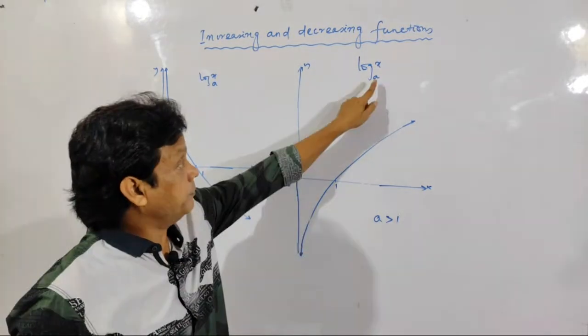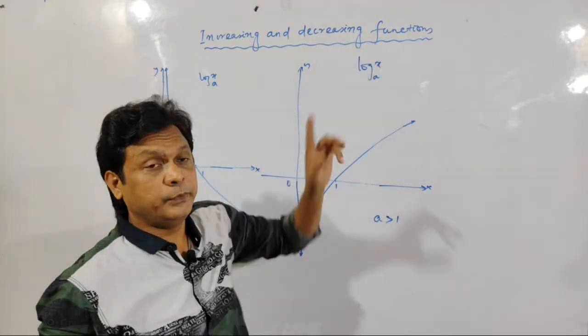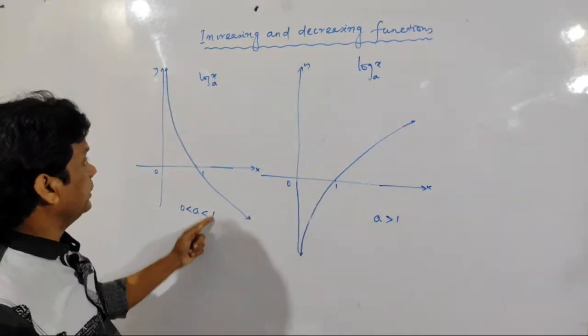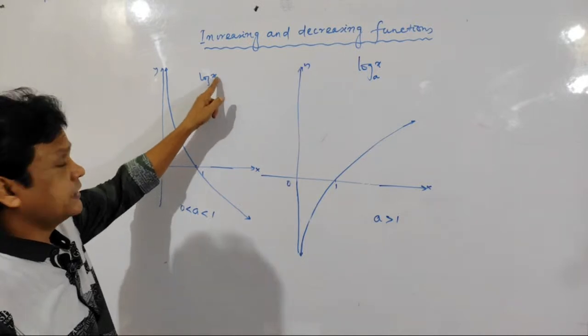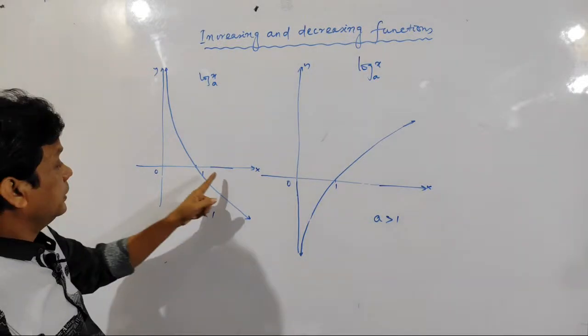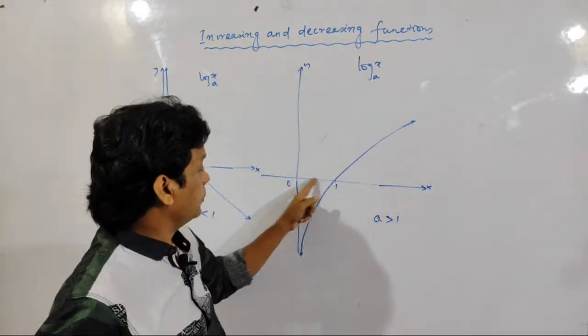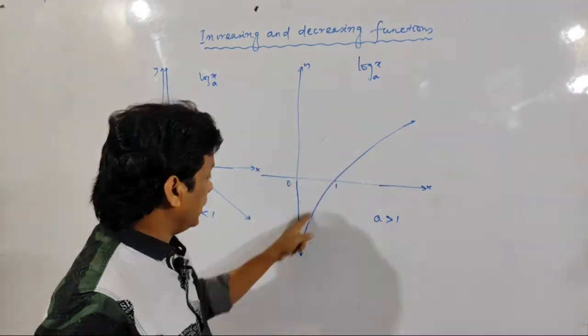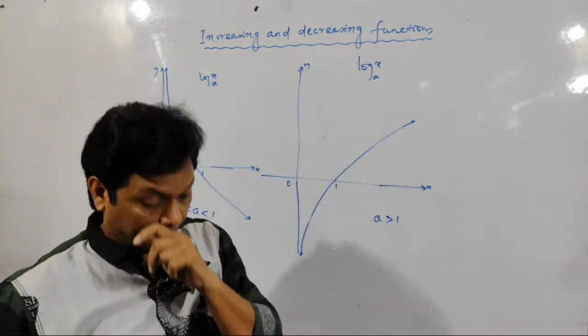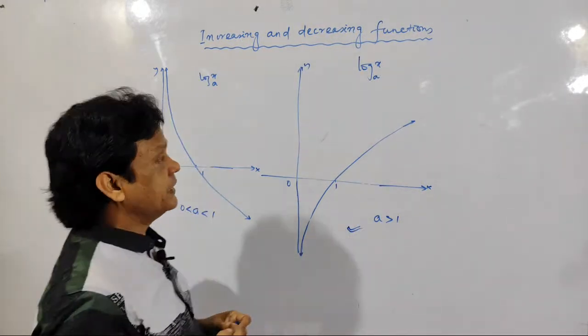Remember, if the base is greater than 1, then log 0 will be equal to minus infinity. And if the base lies between 0 and 1, log x to the base a, when x approaches 0, that means log 0, will be equal to infinity. Clear? So you should remember this one only, because this case is not necessary for increasing and decreasing.